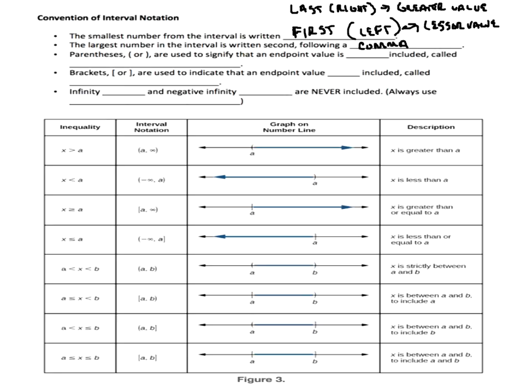Parentheses are used to signify an endpoint value that is not included. We call that exclusive. It's excluded. And we can use brackets to indicate an endpoint value that is included, also called inclusive.